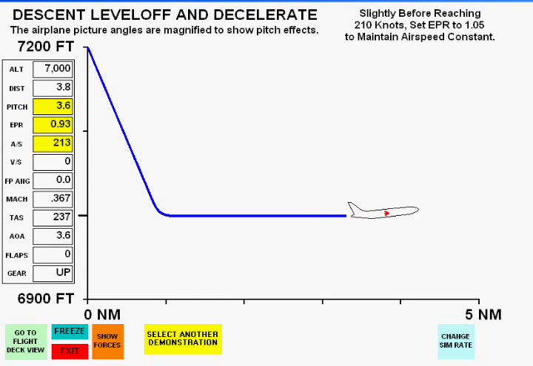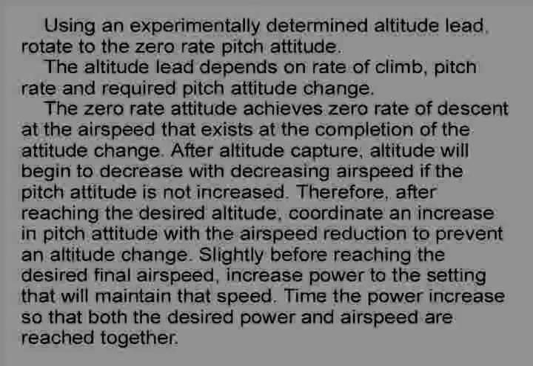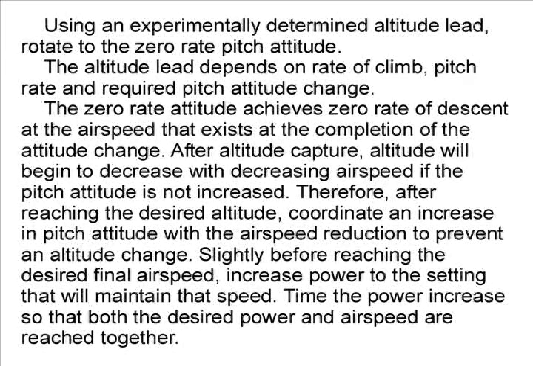As we approach the target speed of 210 knots, the EPR will be set to 1.05, which will maintain the airspeed constant. Using an experimentally determined altitude lead, rotate to the 0 rate pitch attitude. The altitude lead depends on the rate of climb, pitch rate, and required pitch attitude change.